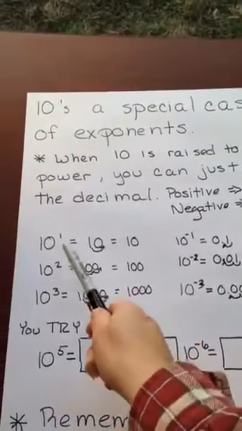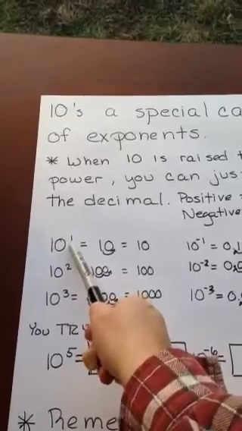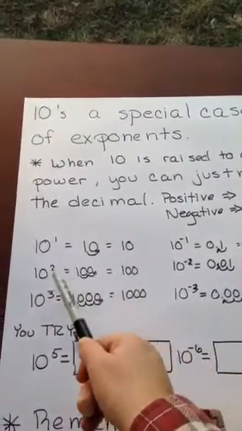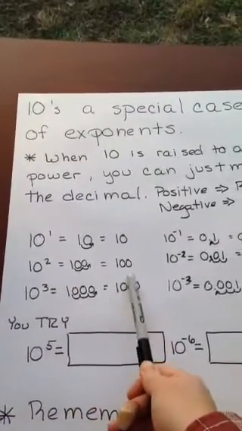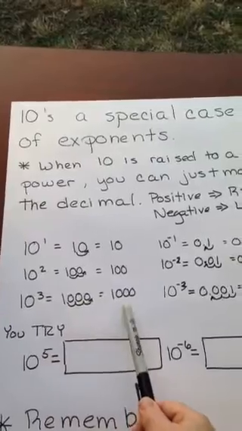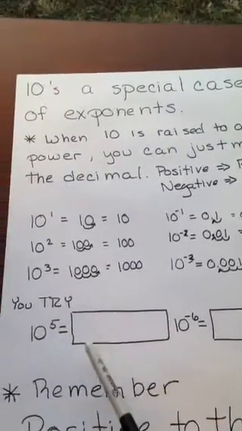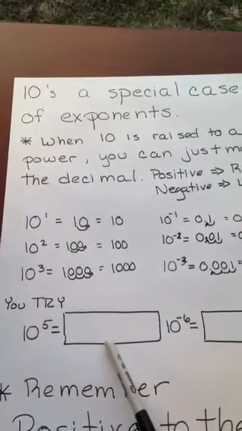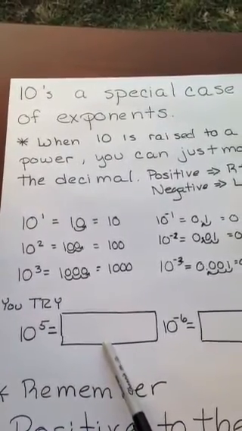Now, you also might notice when this is 10 raised to the first power, look, how many zeros are there? 1. When it's 10 raised to the second power, how many zeros are there? 2. When it's 10 raised to the third power, how many zeros are there? 3. So if it was 10 raised to the fifth power, what would this guy be? Pause it and take a guess.